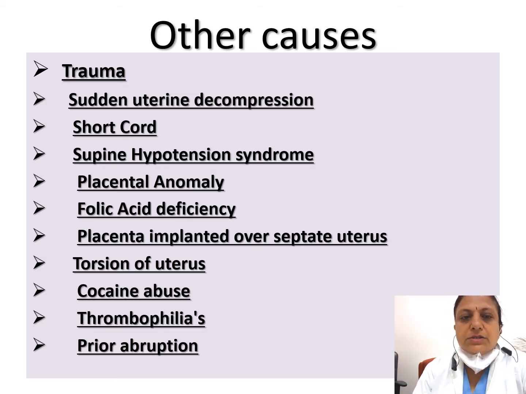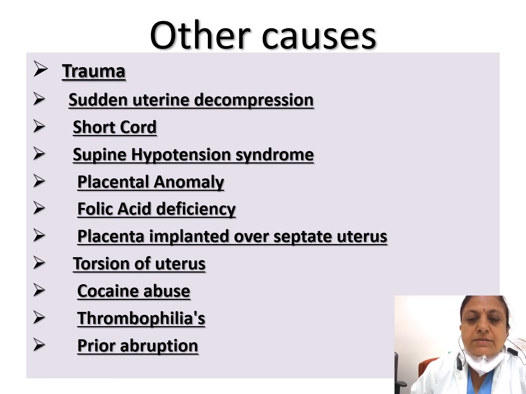Then other causes are trauma, sudden uterine decompression, short cord, supine hypotension syndrome, placental anomalies, folic acid deficiency, placenta implanted over septate uterus, torsion of the uterus, cocaine abuse, thrombophilias, and prior history of abruptio.